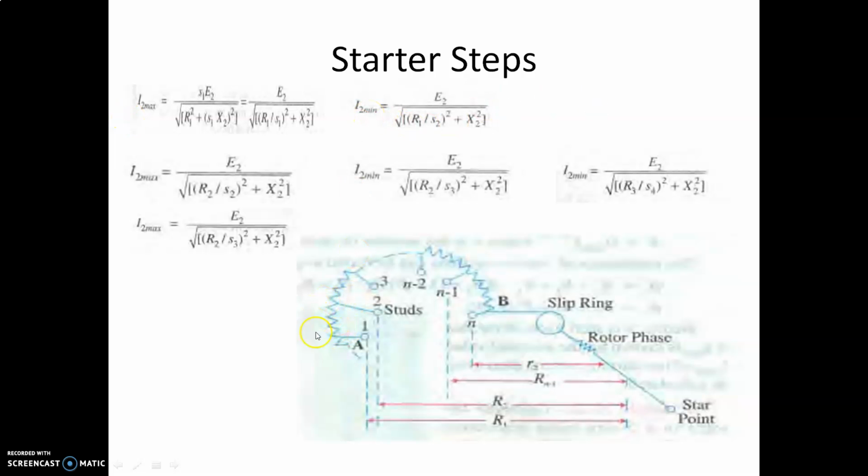For this particular section, the resistance value is going to be R1. The maximum and minimum current at a particular starter step is going to be the same value. But at the starting position the speed will be different, and at the ending position the speed will be different, so the slip value will also be different.